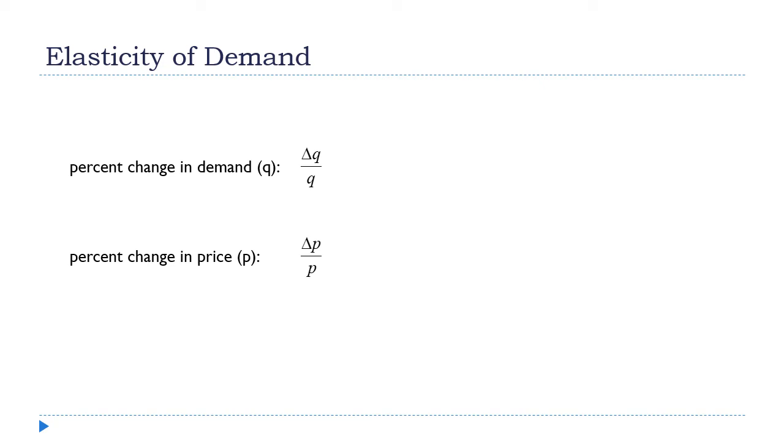All right, so how do we measure this? Well, this is based on comparing percentages. I'm going to take the ratio of the percent change in demand, that's delta Q divided by Q, and I'm going to divide that by the percent change in the price, that's delta P divided by P.